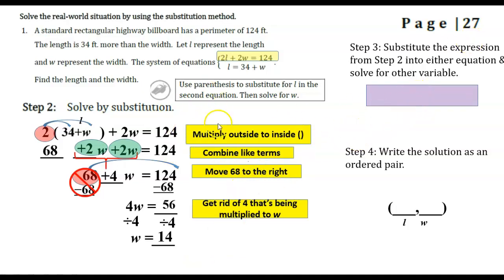Now that we know what W is, we're going to write down our second equation, L equals 34 plus W. And now that we know W is 14, let's go ahead and figure that out. And unpause. Hopefully you found that to be 48. So the length would be 48 and the width would be 14.